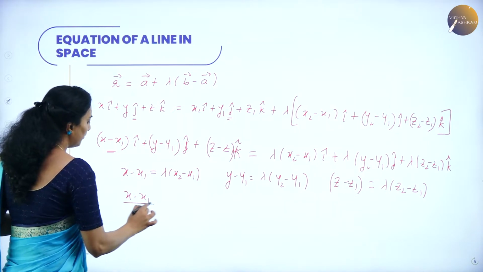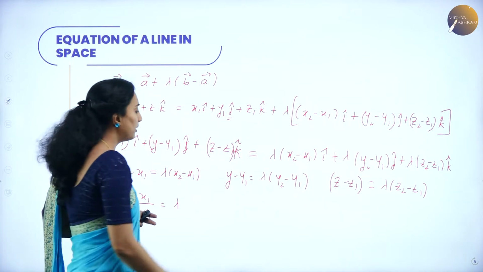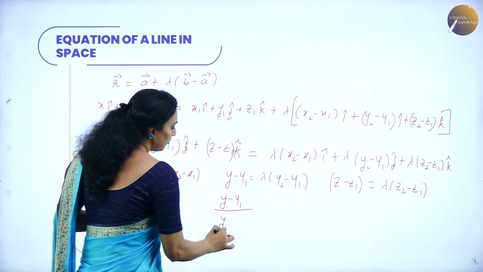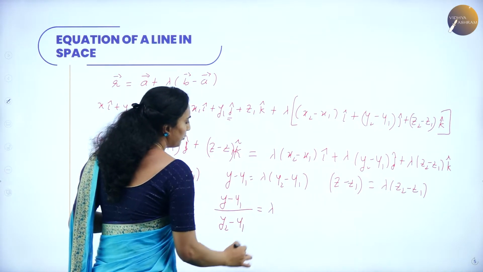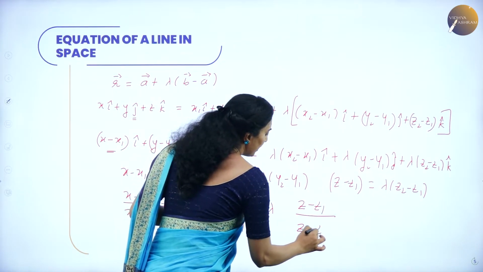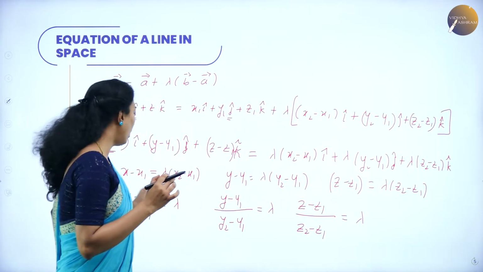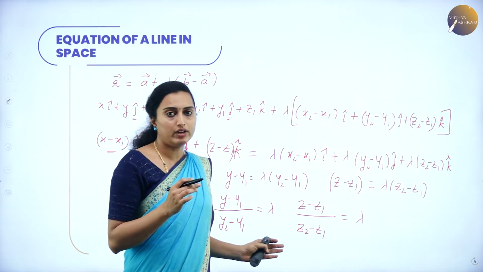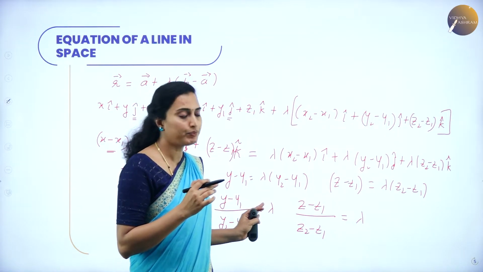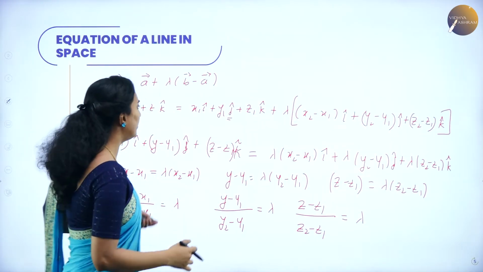Now you can bring x2 minus x1 to the left hand side, so it becomes x minus x1 divided by x2 minus x1 is equal to only lambda. Similarly, y minus y1 divided by y2 minus y1 is equal to lambda, and also z minus z1 divided by z2 minus z1 is equal to lambda. For all three i, j, k coefficients, the right hand side is the same, lambda. Now you can equate all of them.